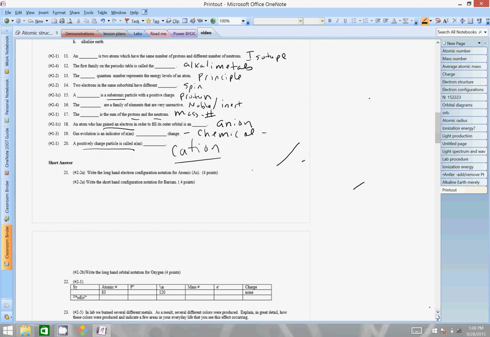Alright, write the electron configuration for arsenic. Arsenic should end in 4p3. So I'll do that quickly here. As 1s2 2s2 2p6 3s2 3p6 4s2 3d10 4p3. Write the shorthand configuration for barium.